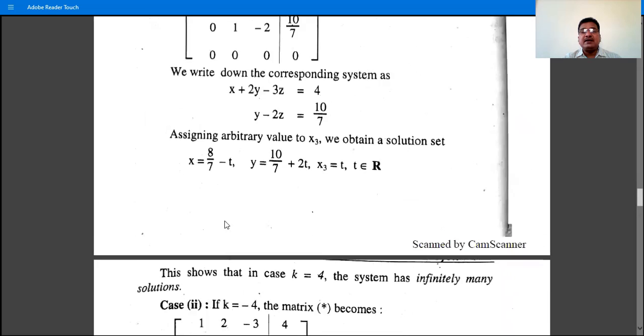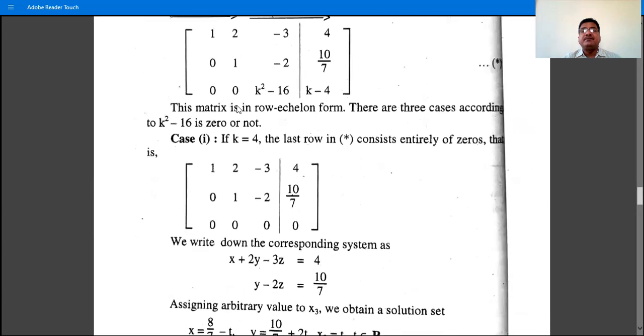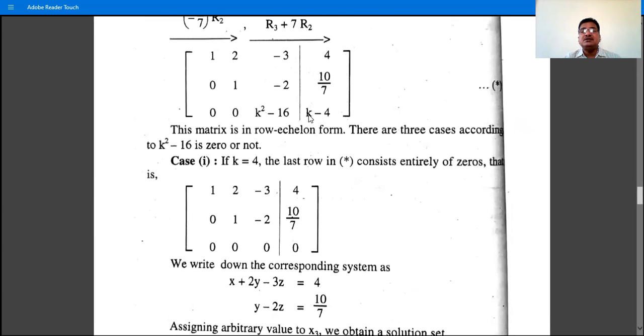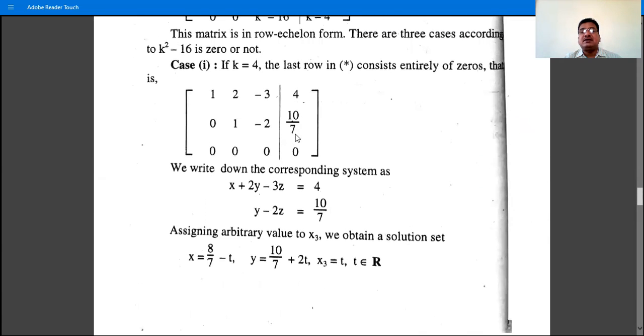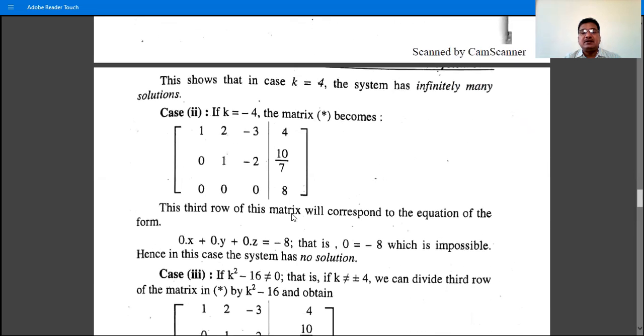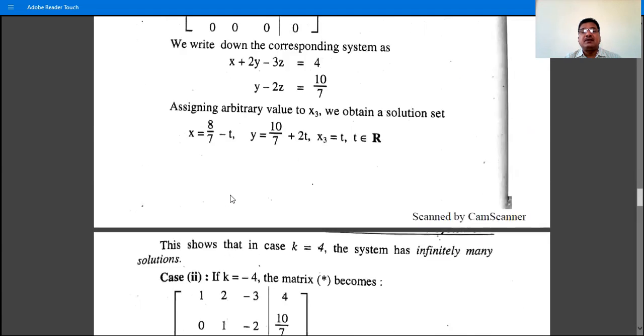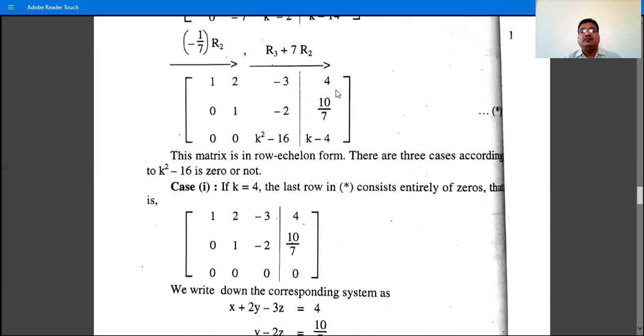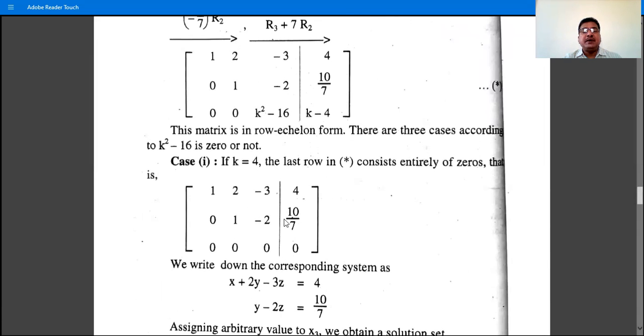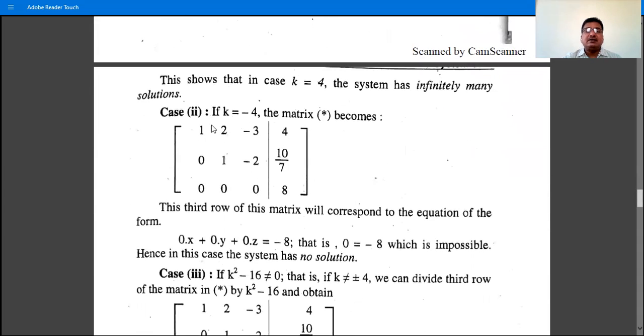But if k is minus 4, then what is the echelon form? If k is minus 4, then we have minus 8 at this place, and at this place we have 0. So this is the echelon form. And if you observe, the rank of A is now 2. This one is the echelon form of the matrix A.